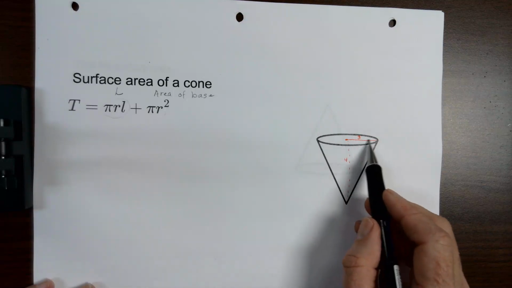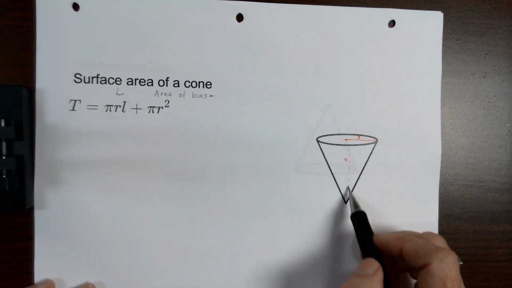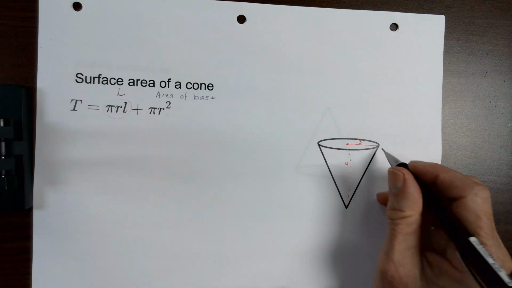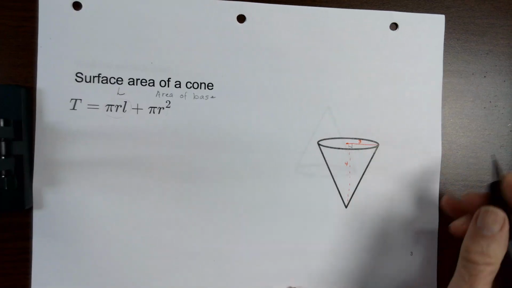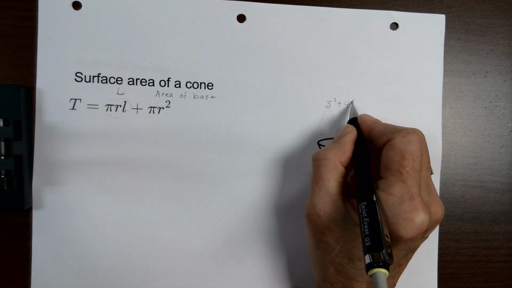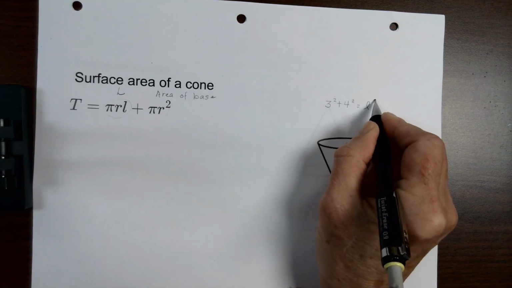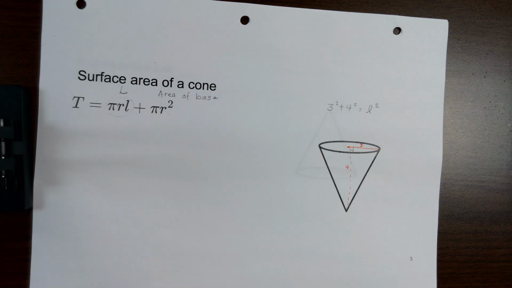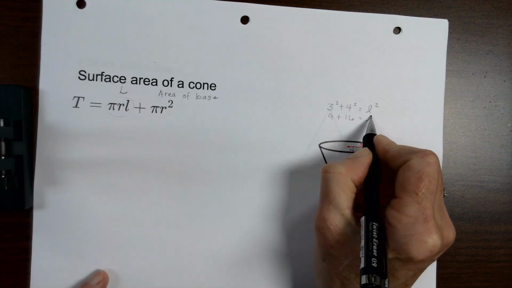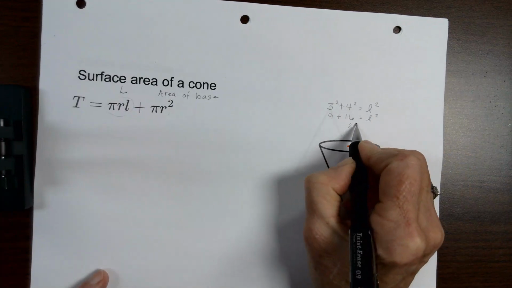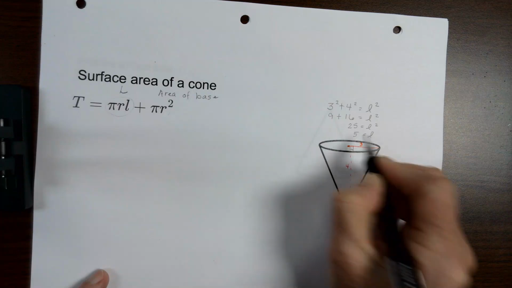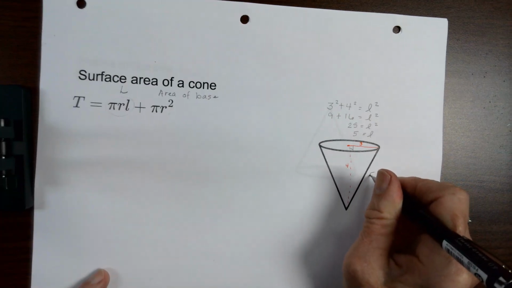So if I have that the radius is 3, the height of this is 4, I'm going to have to find the lateral area. This right here is a right triangle. So I'm going to do Pythagorean theorem here. 3 squared plus 4 squared is going to give me the slant height, or the lateral height, squared. So I have 9 plus 16 is equal to the slant height squared. 25 is equal to the slant height squared, so your slant height is 5.